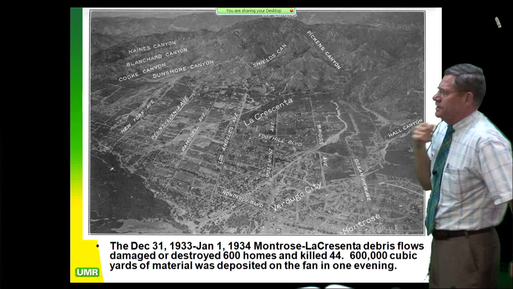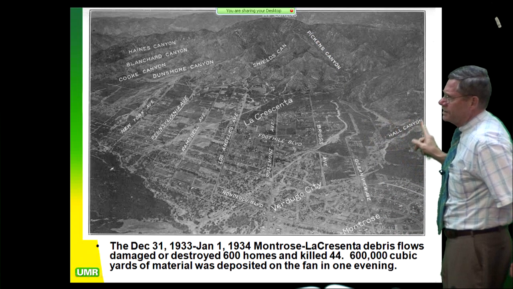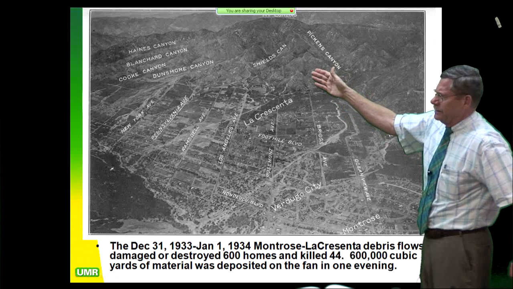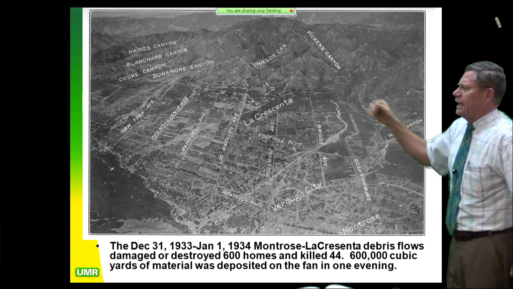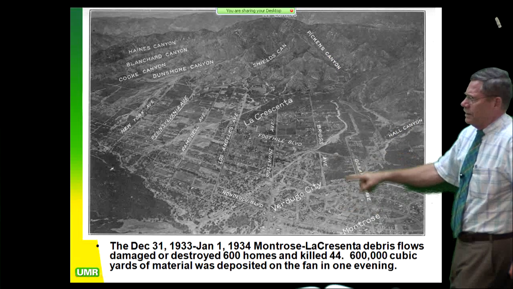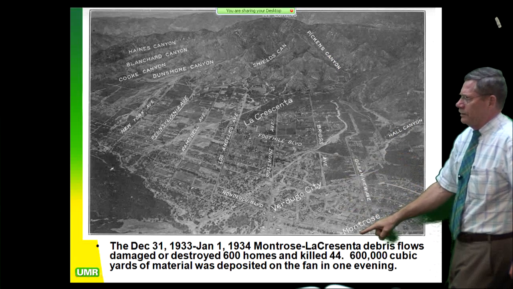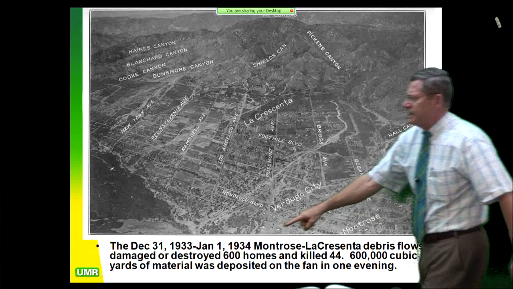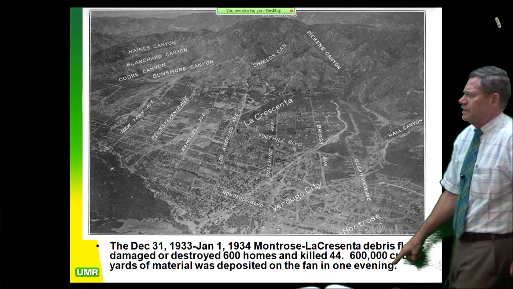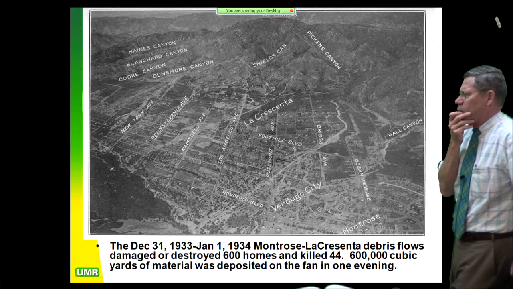So spring of 2010, they had all these canyons where they had built debris basins after this event, and those basins were filling up very, very rapidly. Well, in this 1934 storm, it killed 44 people, it destroyed 600 homes, and 600,000 cubic yards of material was deposited on the fan in one evening.